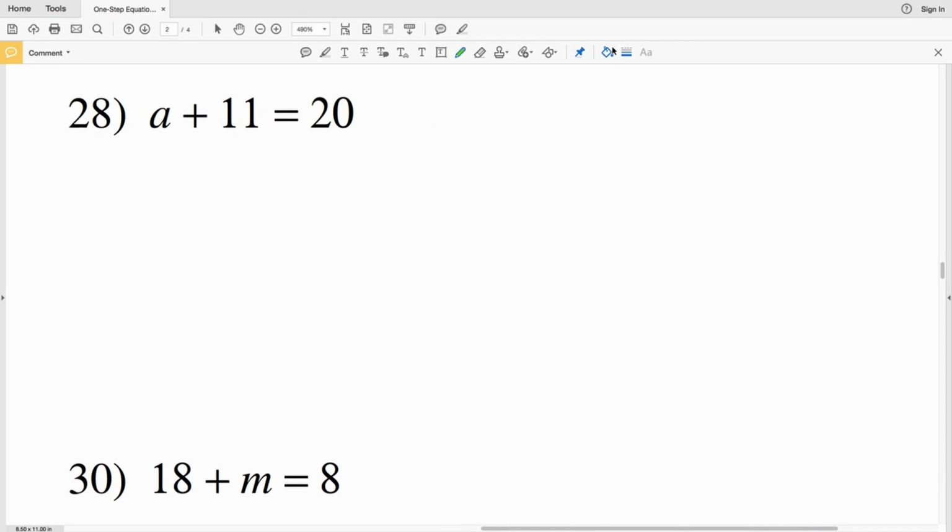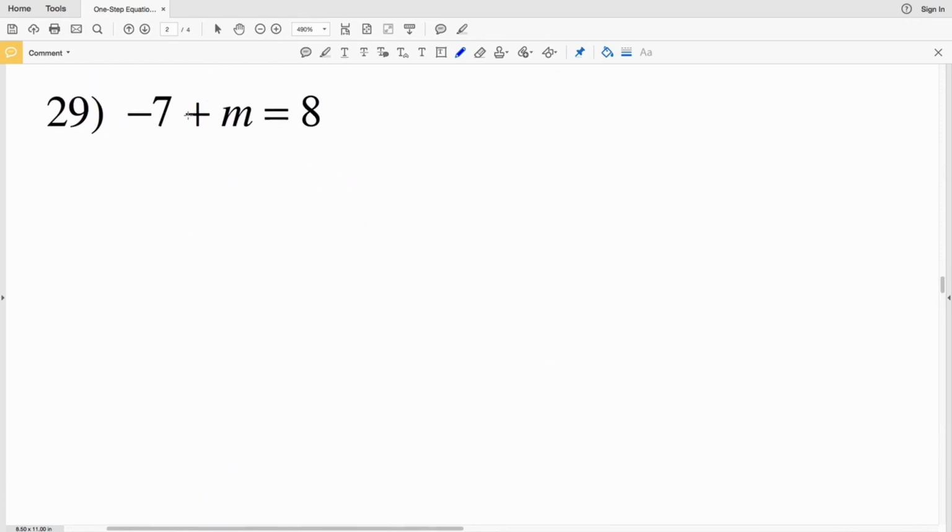28, we have a plus 11 is equal to 20. We're going to subtract a positive 11 from both sides. Since 11 minus 11 is 0, that will leave us with a is equal to 9.